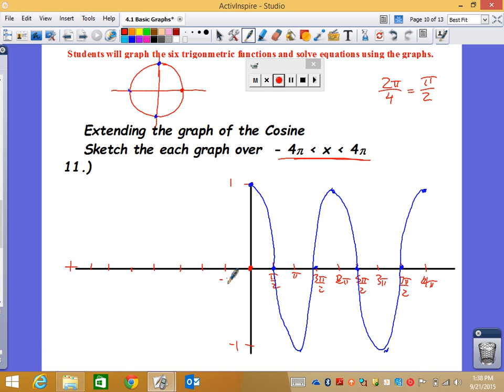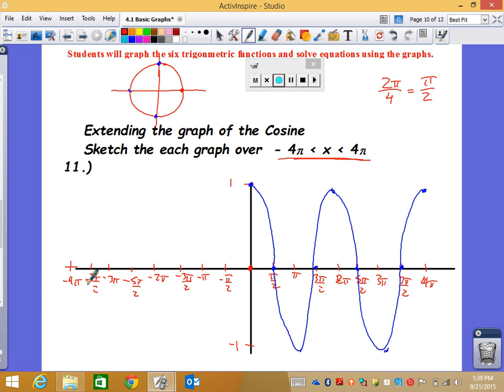Alright, my key points are going to be, again, pi over 2 away from each other. So negative pi over 2, negative pi, negative 3 pi over 2, and then negative 2 pi. And then you keep going. Negative 5 pi over 2, negative 3 pi, negative 7 pi over 2, and negative 4 pi.